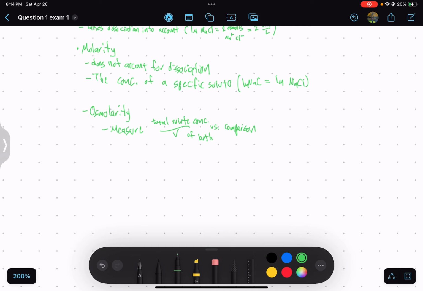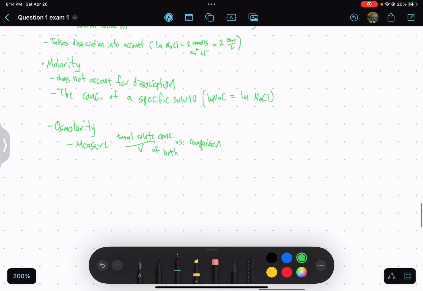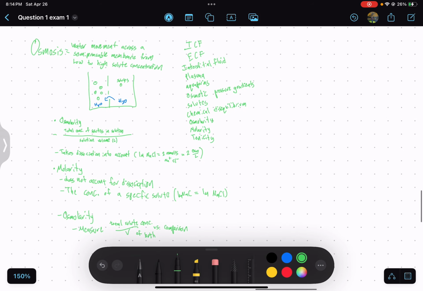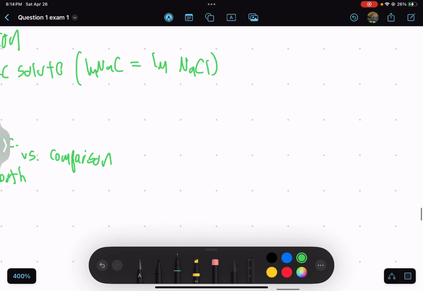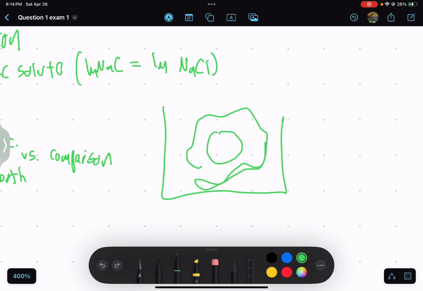So I'm going to teach you a little bit about what the intracellular and extracellular fluid means. Intracellular fluid is the fluid inside, right? The fluid inside. Extracellular fluid is a fluid on the outside. Interstitial fluid is a fluid that is in direct contact with the membrane of the cell.